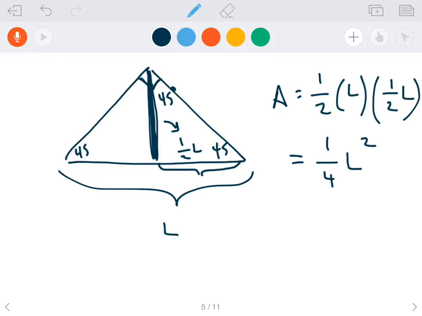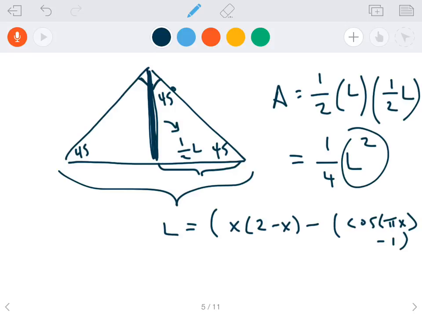So I can rewrite this if L is the top function, which was x times 2 minus x, minus the bottom function, which was that trig function. I'm going to run out of room. Here we go. Pi x minus 1. And then for my formula, I need to square that. So L squared is going to be that whole thing squared. That's a 2. Oh my gosh.